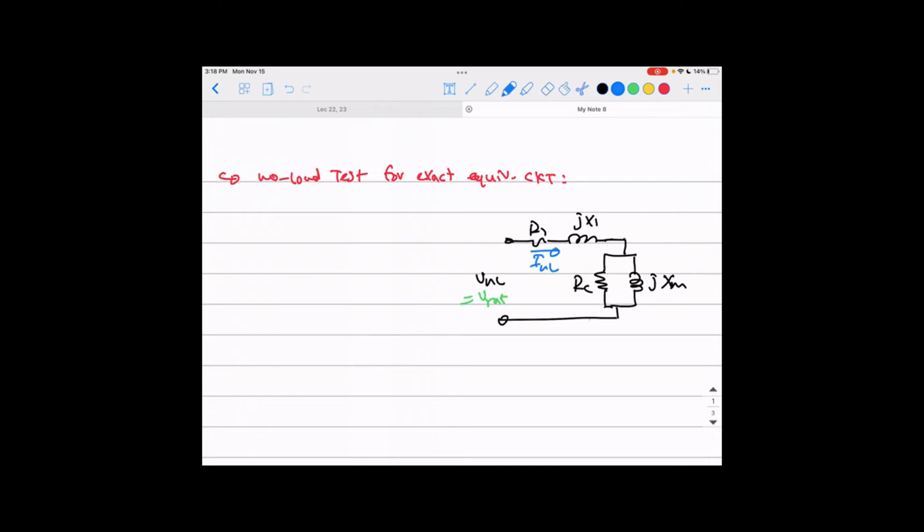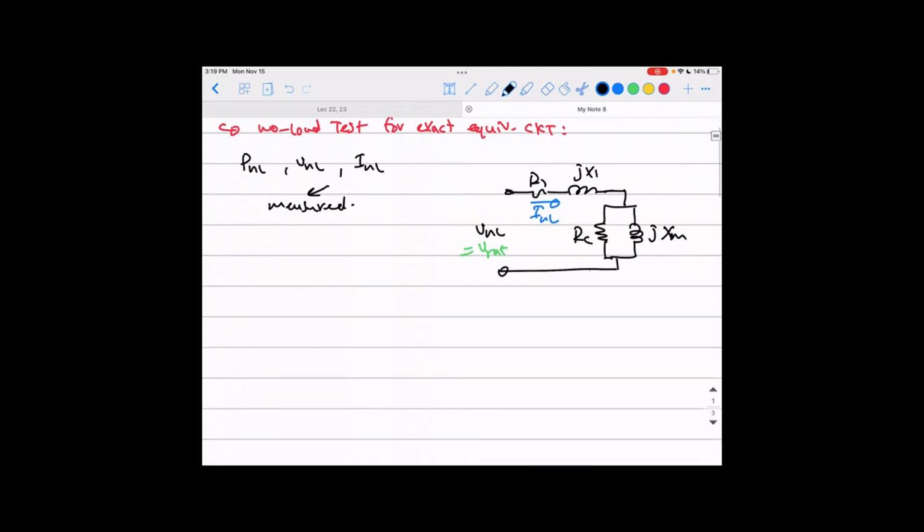Okay? So the same idea. We have just measured from the test the P, which is P no load, the voltage V no load, which is the rated voltage, and the current, which is I no load. Those are measured values. Okay, and you just have to use them to find the exact equivalent circuit parameters here, which are RC and XM. That's a little bit tricky, so let's do the same as we were doing before.